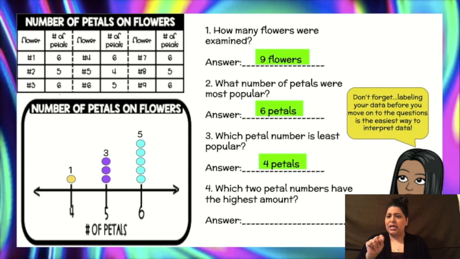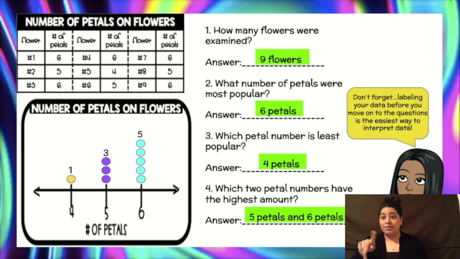Number 4, our last question. Which 2 petal numbers have the highest amount? Okay, just by looking at that, you can see that you have more flowers with 6 petals and more flowers with 5 petals than the flowers with only 4 petals. So your answer should be 5 petals and 6 petals.